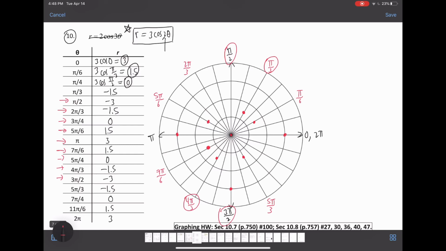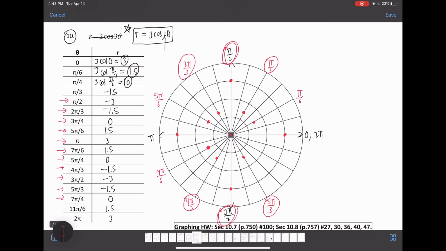3 pi over 2, negative 3. Here's 3 pi over 2. Here's pi over 2 where we're flipping, and then we'll come out 3 units. 5 pi over 3 is negative 1.5. So 5 pi over 3 is down in quadrant 4. Flip up to 2 pi over 3 and come out 1.5.